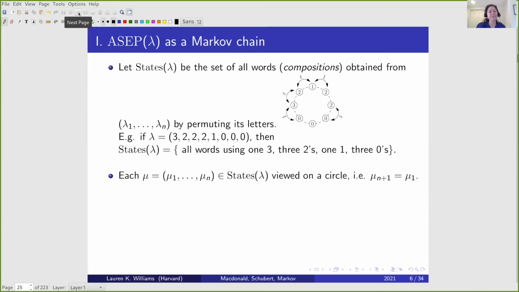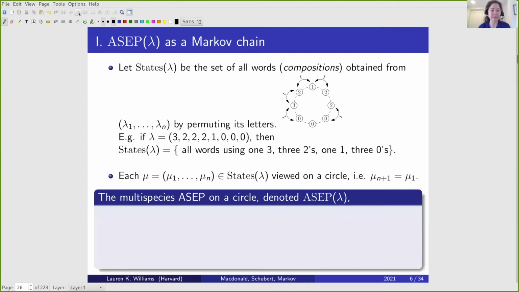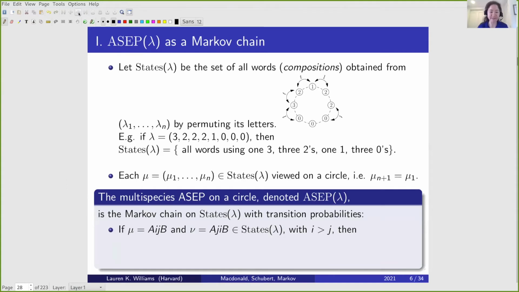So each mu is a composition in states of lambda, viewed on a circle, so it's sometimes helpful to be able to talk about mu sub n plus 1, which is the same as mu sub 1. And now the multi-species ASEP is the Markov chain on states of lambda with the following transition probabilities.